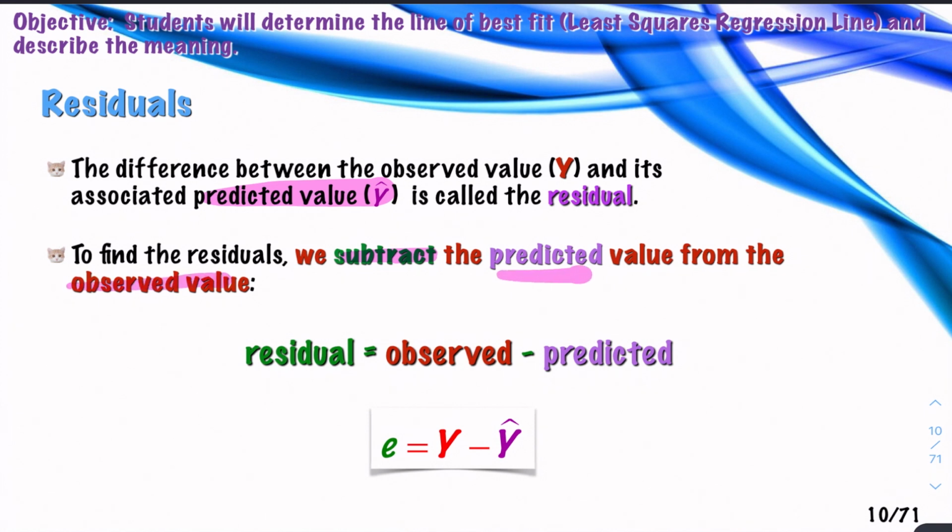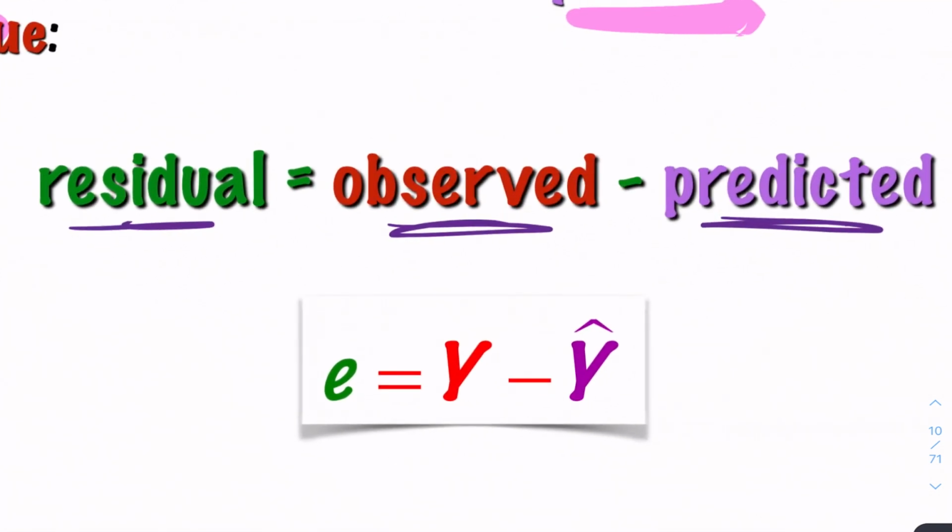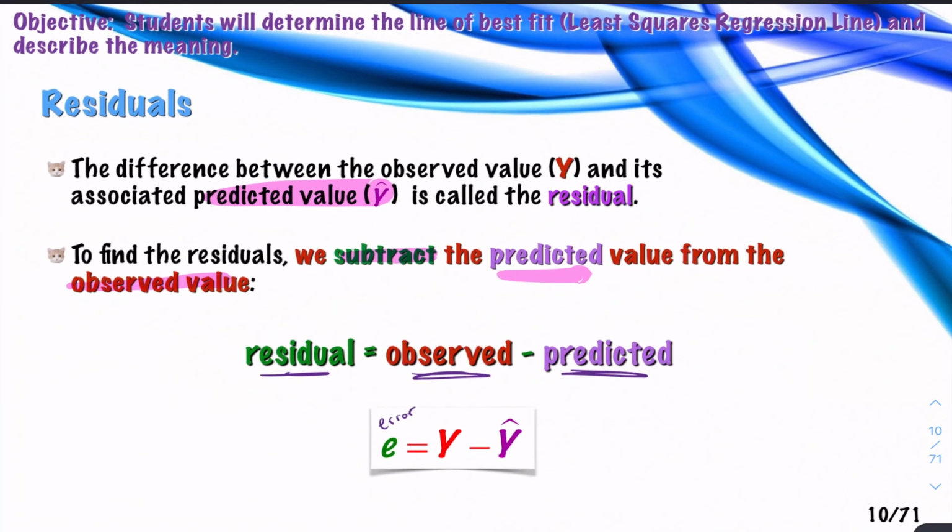So I want you to try to think of this. Residual is observed minus predicted. Now we use this letter E for residual. Now you might be asking, why don't we use R? Well, R is already taken in statistics. Remember, that's Pearson's correlation coefficient. So what's the next letter in residual? E. Or you can say the error in our model. The residual is the error measurement from the actual data value to what we predicted it to be. So think E for residual, E for error.